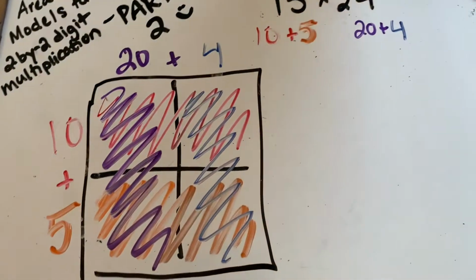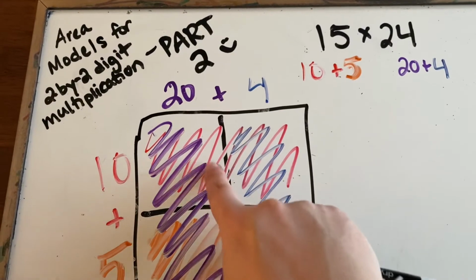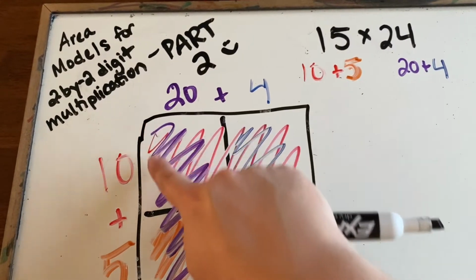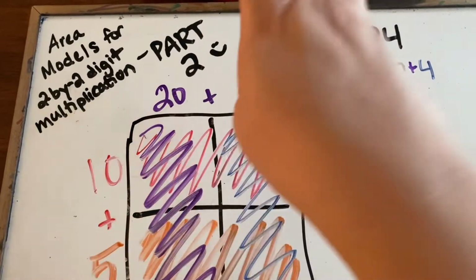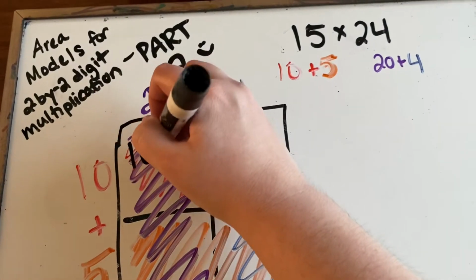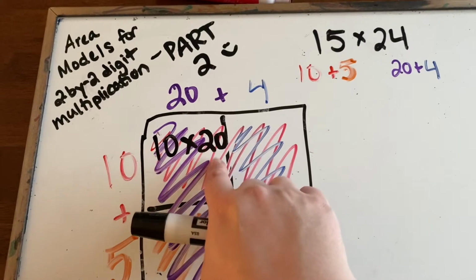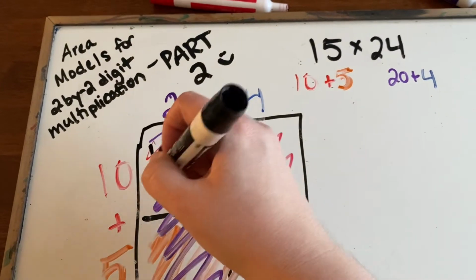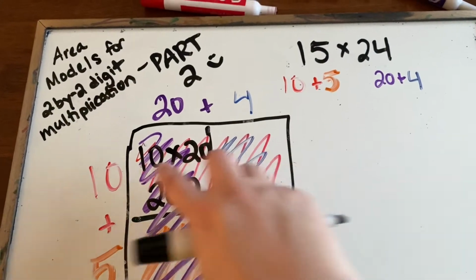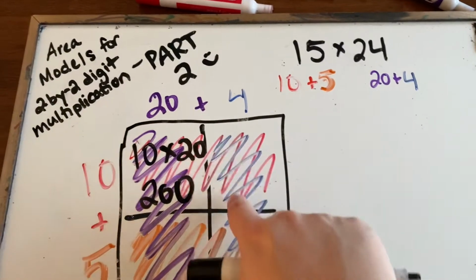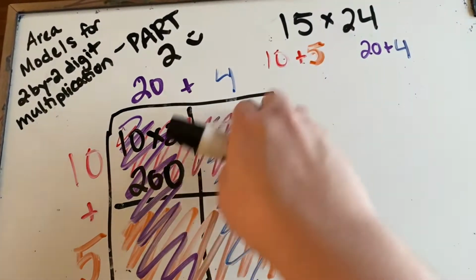Now that we have a crazy colorful mess, the colors kind of help us figure out which numbers to multiply for each box. So this one's red and purple, which means that it's the side length of 10 and the top length of 20. So 10 times 20. 1 times 2 is 2 with 2 zeros, makes it 200. This one's red times blue, so that would be the red 10, side 10. Top is 4, which is the blue. So 10 times 4.